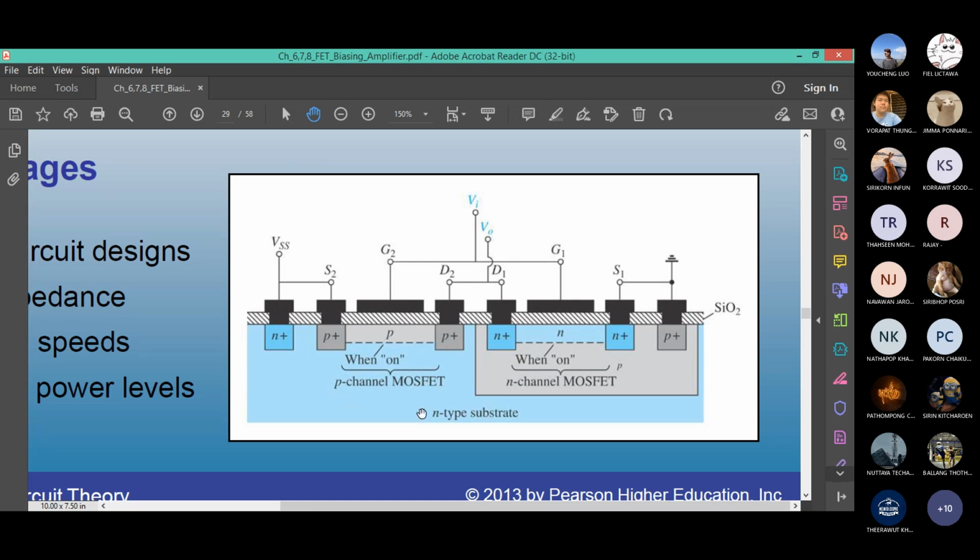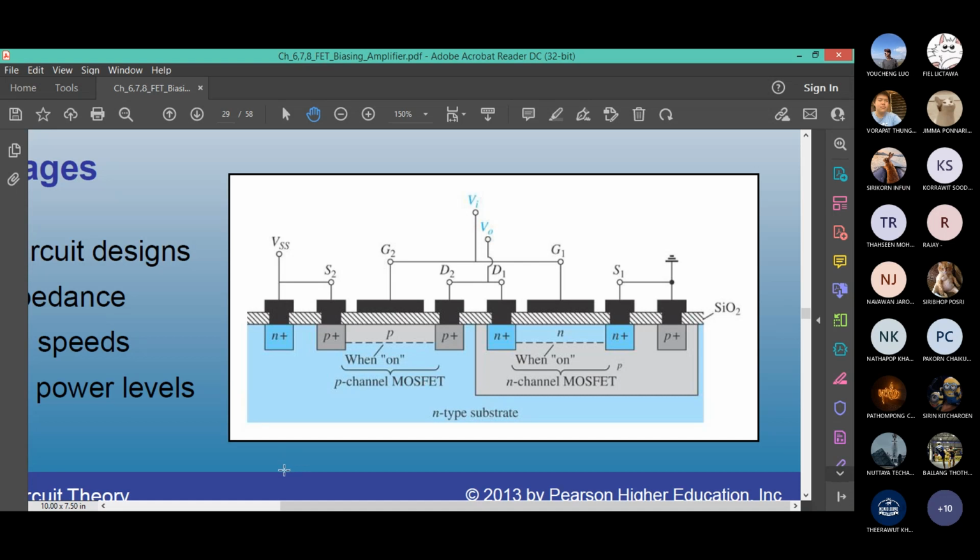The light blue part is the N-type substrate, and then you have a combination of P and N-type material. In between, they are joined through a channel. If this one is on, it becomes a P channel MOSFET. If this side is on, it becomes an N channel MOSFET. Due to different input voltage connections, you can turn one side on and the other side off.